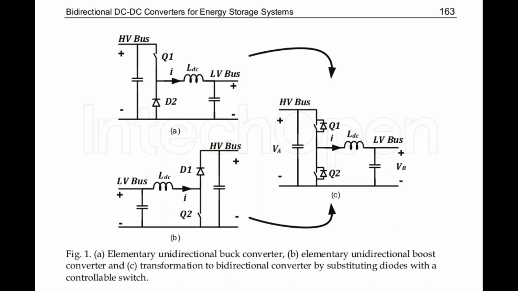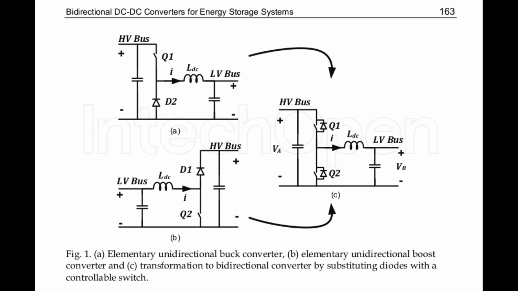And then figure C is the bidirectional DC to DC converter. The only change between the buck converter and this bidirectional converter is the diode has been changed to a MOSFET. So with this little change, the buck converter has become a bidirectional converter.